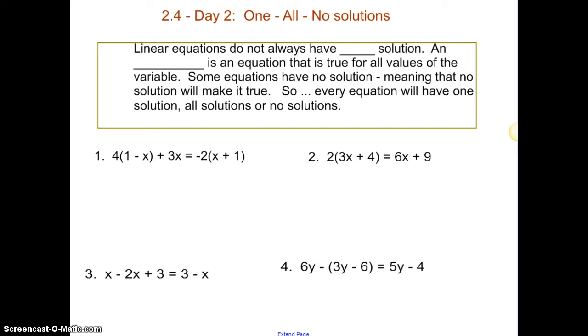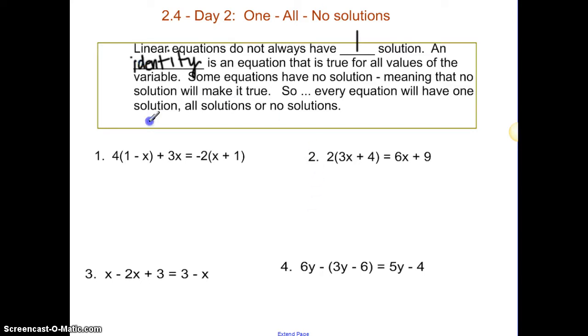Would you please write what you see inside this box? Linear equations do not always have one solution. An identity is an equation that is true for all values of the variable. Some equations have no solution, meaning no solution will make it true. So every equation will have one solution, all solutions, or no solutions.